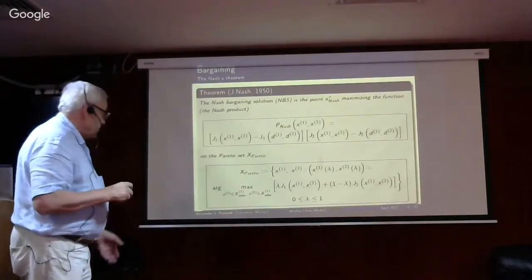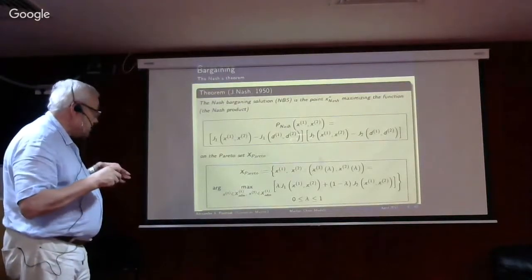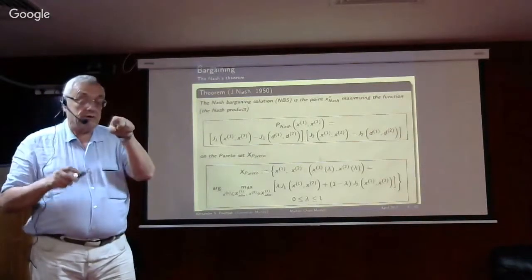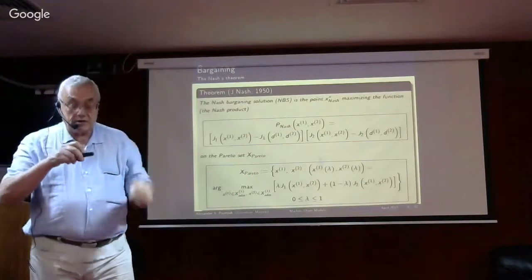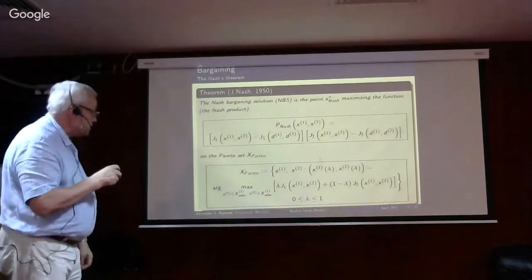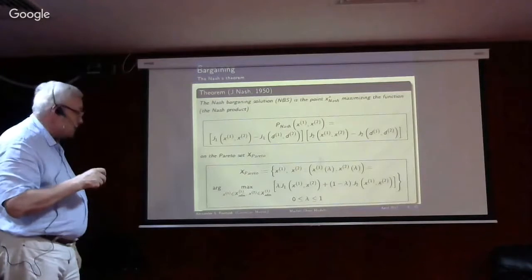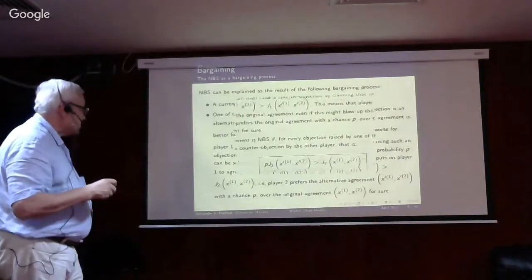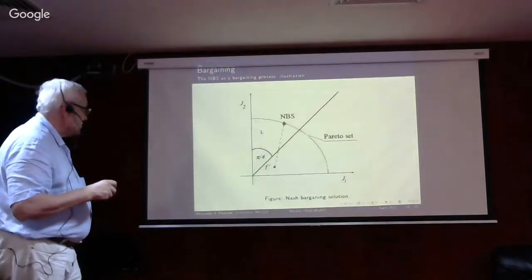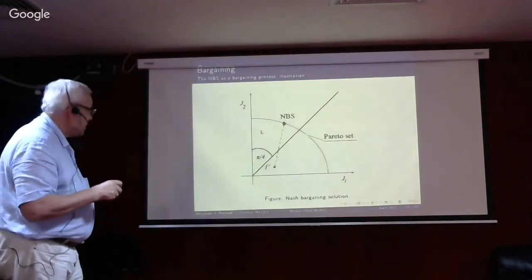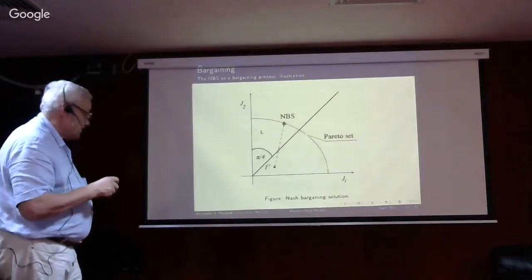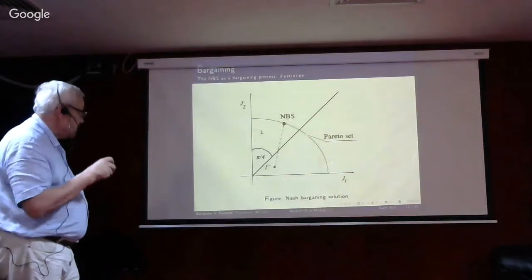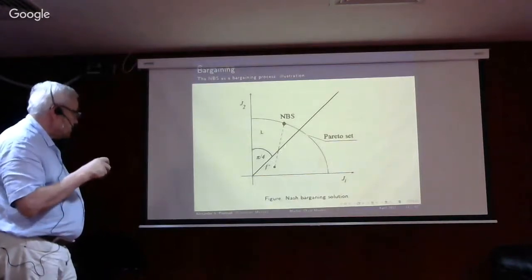This product is known as the Nash product. We do it on the Pareto set, because we are interested only in the Pareto set. If not on the Pareto set, both can increase. So if this product is optimized on the Pareto set, this is the solution which Nash suggests. Okay, this is the description of that. I will not discuss it. So this is the disagreement point, this is the Pareto set.